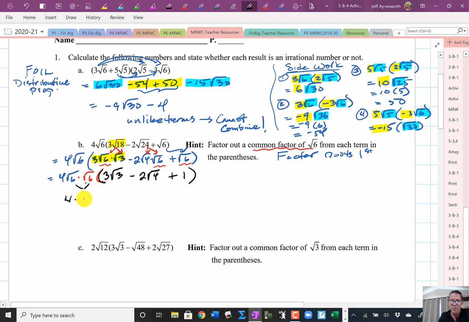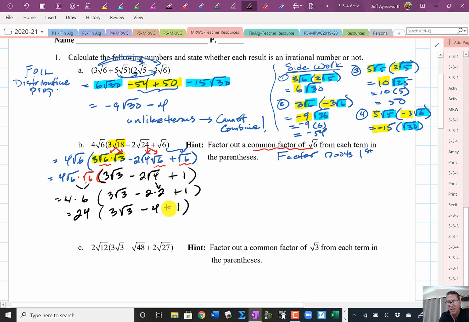So let's finish. We got 4 times 6 here. And then we have 3 root 3 minus 2 times 2. Obviously, root 4 is 2. And then plus 1. So simplifying here, we've got, what do we have? So we have 24, obviously. 4 times 6 is 24. Times the quantity 3 root 3 minus 4 plus 1.